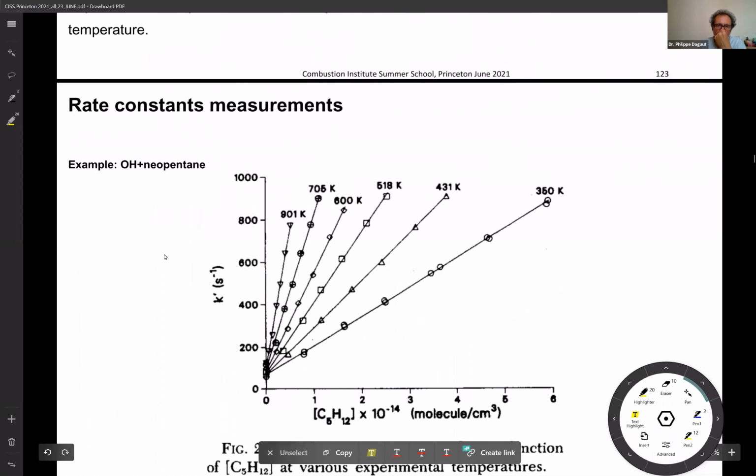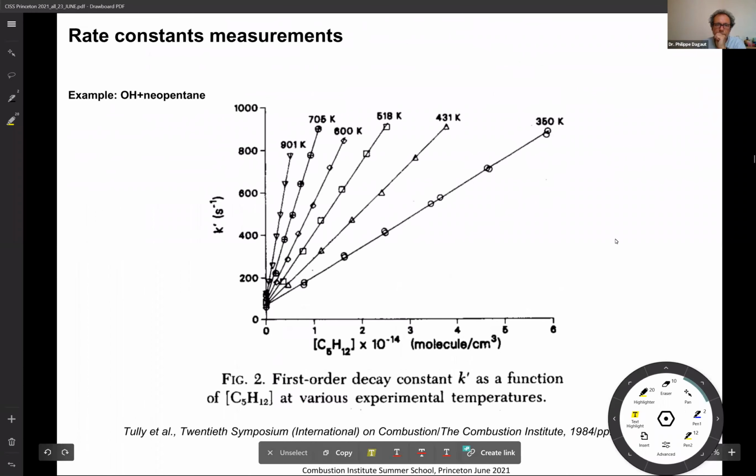This is another example of the same plot. So K first minus K0, or K first only, here it's K first only, as a function of the concentration of the reactant.